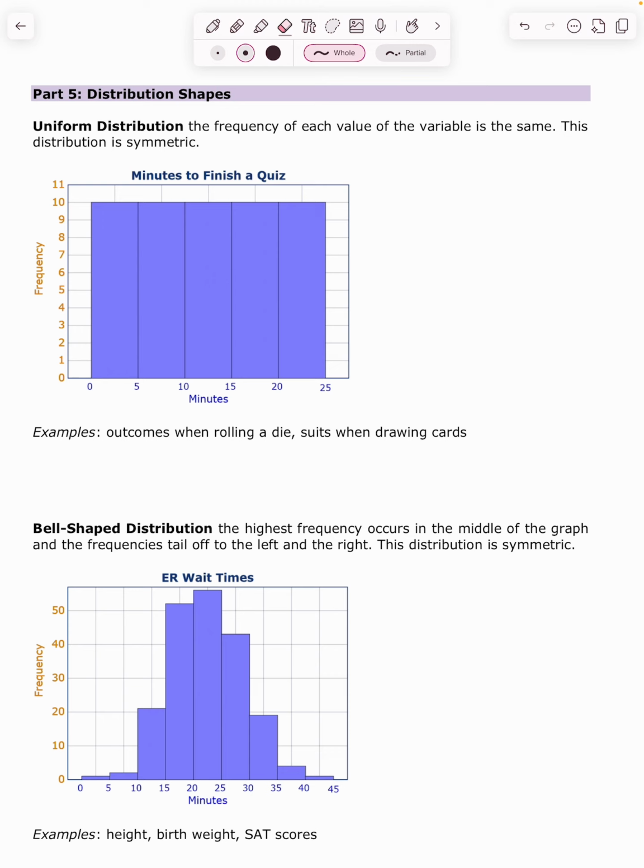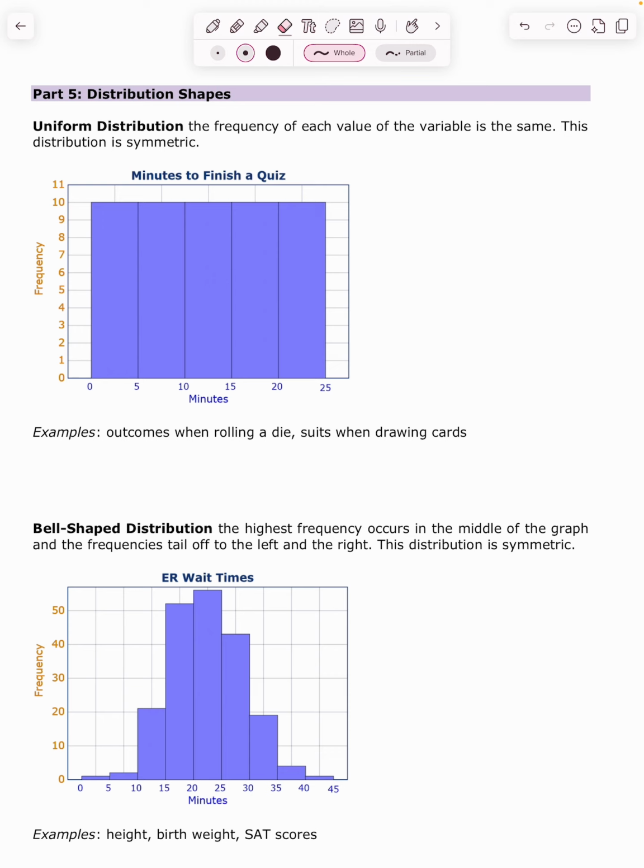The first one is a uniform distribution. This is where all of the frequencies are the same or almost the same. They could be off by a tiny amount, but it's pretty much all the same. These are fairly rare, I would say. We see them more so when we're looking at probability. So examples are outcomes when rolling a die, or what suit you might get when you're drawing a card.